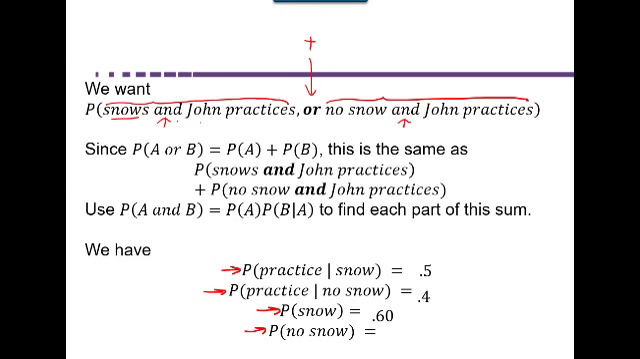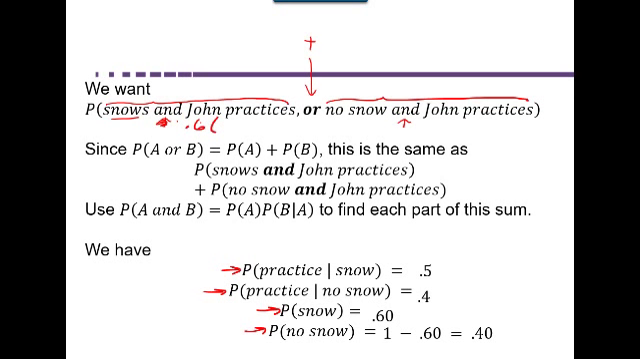So how would you find the probability of no snow? That's a complement, isn't it? So remember, the probability of something happening is 1 minus the probability that it doesn't, and vice versa. They have to add up to 1. So this is going to be 1 minus 0.6, which is 0.4. Okay, so we have the 4 pieces that we need to do the calculation that we want.